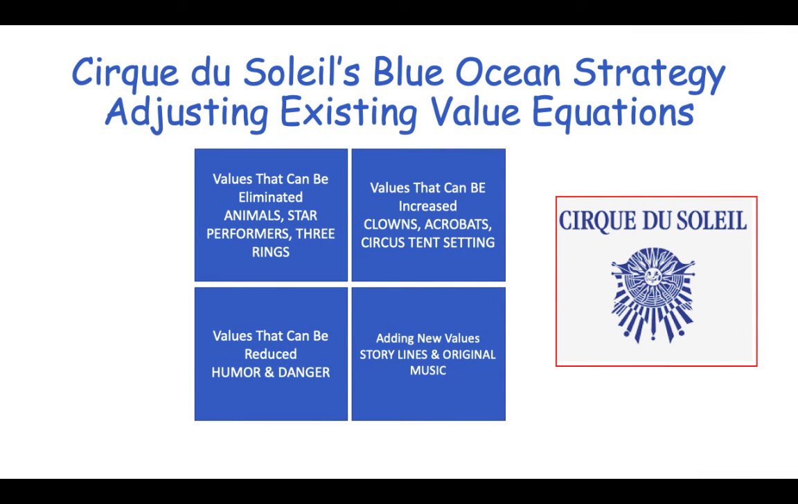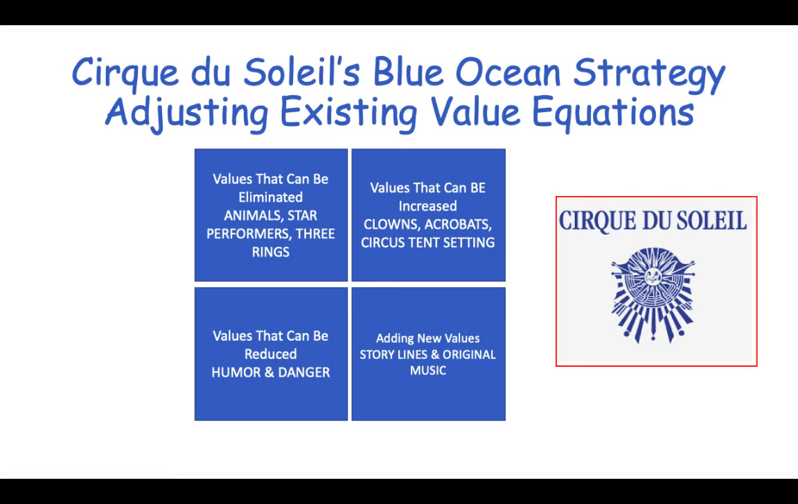Here's what they did. Versus circuses and theaters, especially circuses, the values that could be eliminated were animals, star performers, which cost a lot of money, and three rings. That went out. Values that were increased: clowns, acrobats, circus tent setting. Values that could be reduced: humor and danger. And adding new values: storylines and original music.